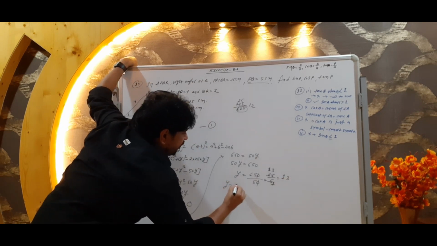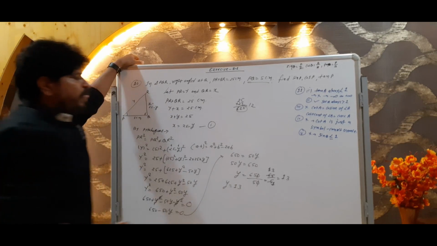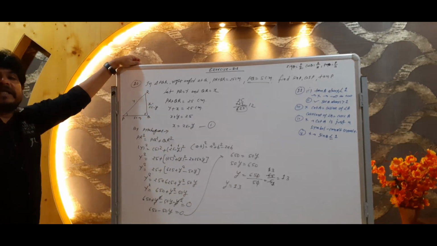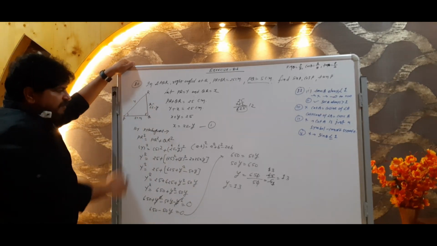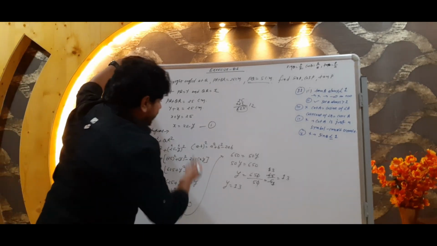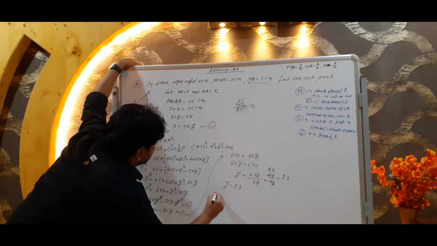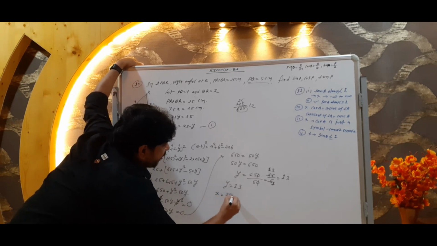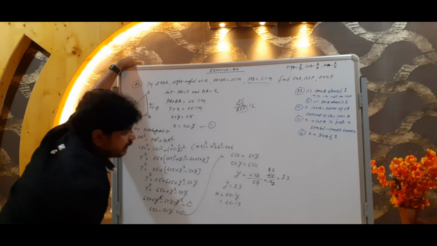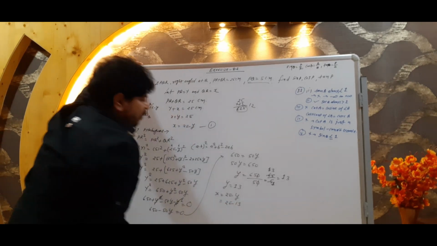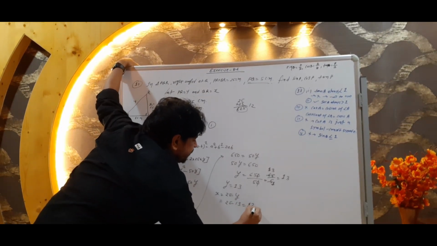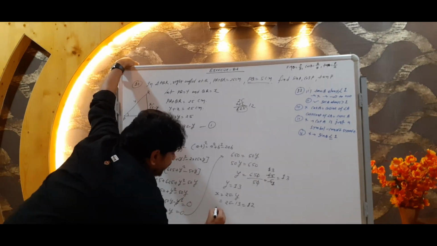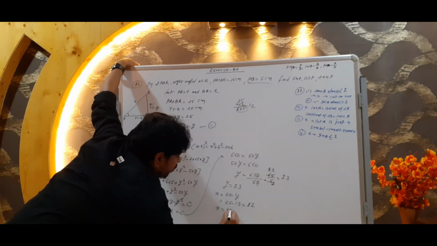Means what we got? The value of y. Value of y we got 13. Understood? Now we got the value of y. In that case, we can find out the value of x. Why? Because the relation is given x is equal to 25 minus y is equal to 25 minus 13. What will remain? 12. So the value of x is equal to 12.